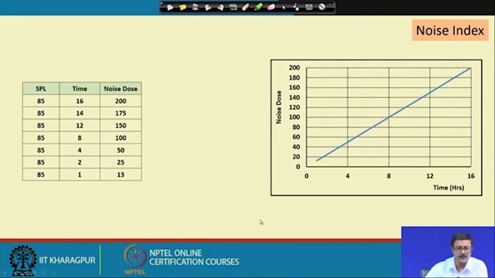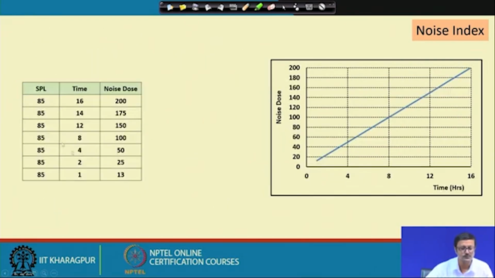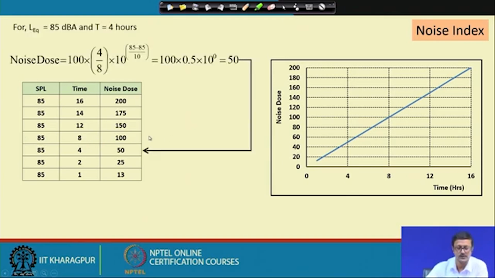Next, what I did is that I have kept this SPL level the same. So, it is just the reverse of this table, where the SPL changes and time is kept equal. Here the SPL is kept at 85 itself, and I am now varying the time from 16 hours to almost 1 hour, and as you know 85 with 8 hours is 100, which is the benchmark.